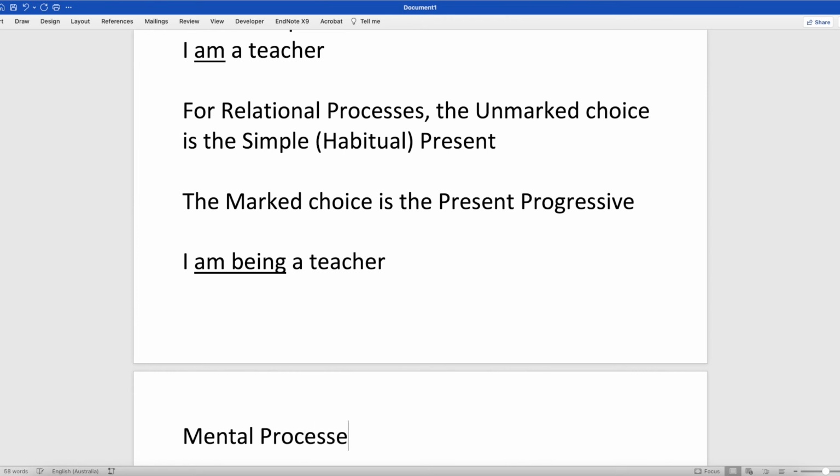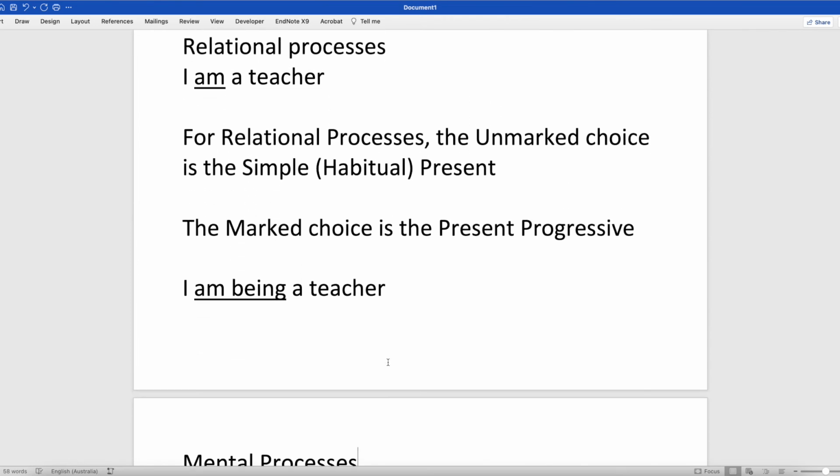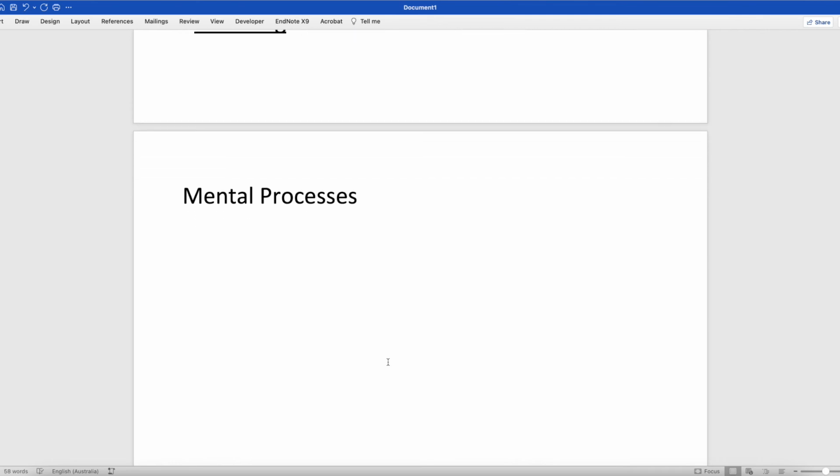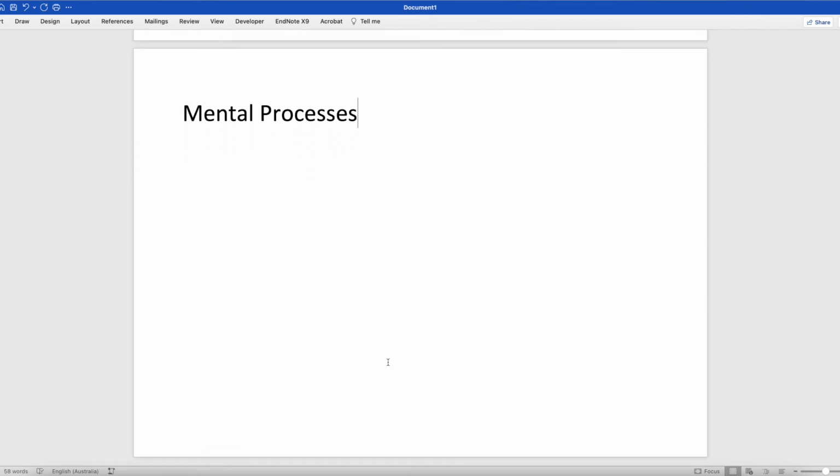So mental processes are processes of thinking and liking and sensing. Basically anything that happens inside a human's head is a mental process. Thinking and believing and knowing, and also all of the senses like taste and sight and smell, they're all mental processes too.